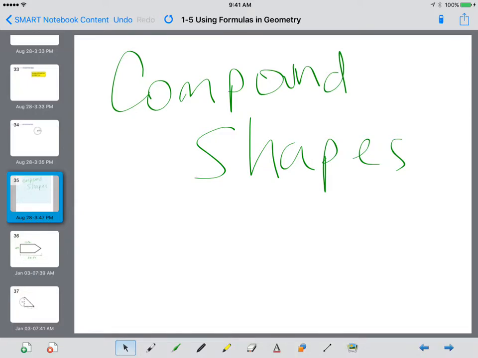Welcome to this video on compound shapes. It's going to be a quick video. I'm going to do 2 examples and you'll be ready for your assignment.